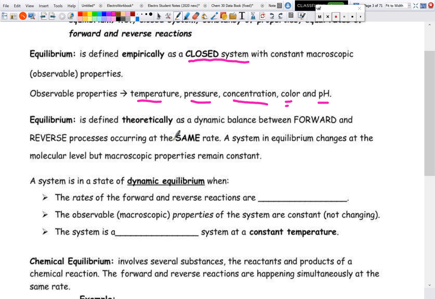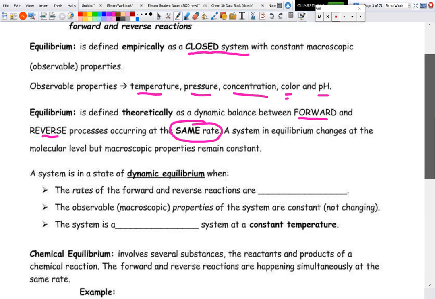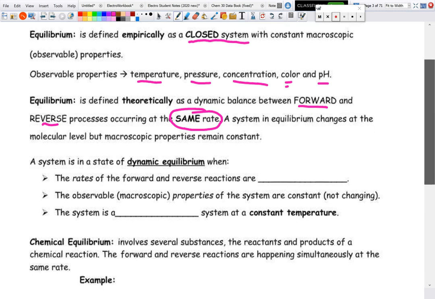So theoretically, equilibrium is the dynamic balance between the forward and the reverse process happening, and the keyword here is the same rate. So a system in equilibrium changes on a molecular level, but of course the macroscopic properties will stay the same. So this is why everything on the surface will look the same, but on the microscopic level, not so much.